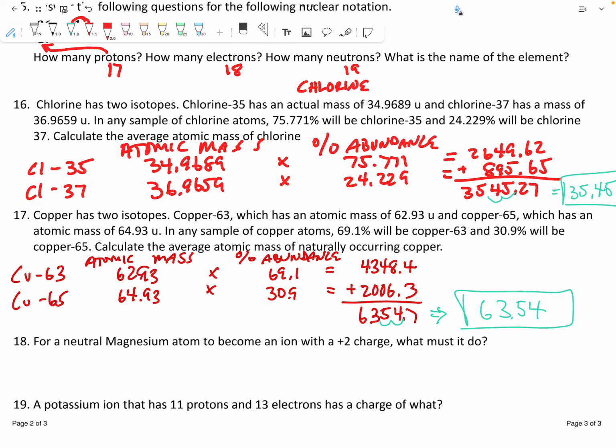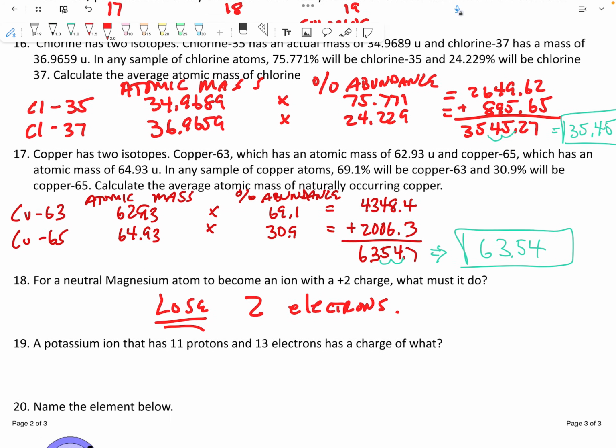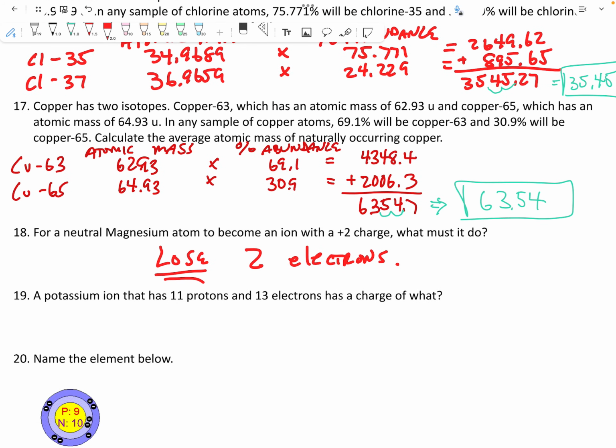All right. Number 18, for a neutral magnesium atom to become an ion with a +2 charge, what must it do? It must lose 2 electrons. If it does that, it will have a +2 charge. A potassium ion that has 11 protons and 13 electrons has a charge of what? Well, that means there are 13 electrons, there are 11 protons, there are 2 more electrons than protons, and that would be a 2 minus charge, and that makes it an anion.